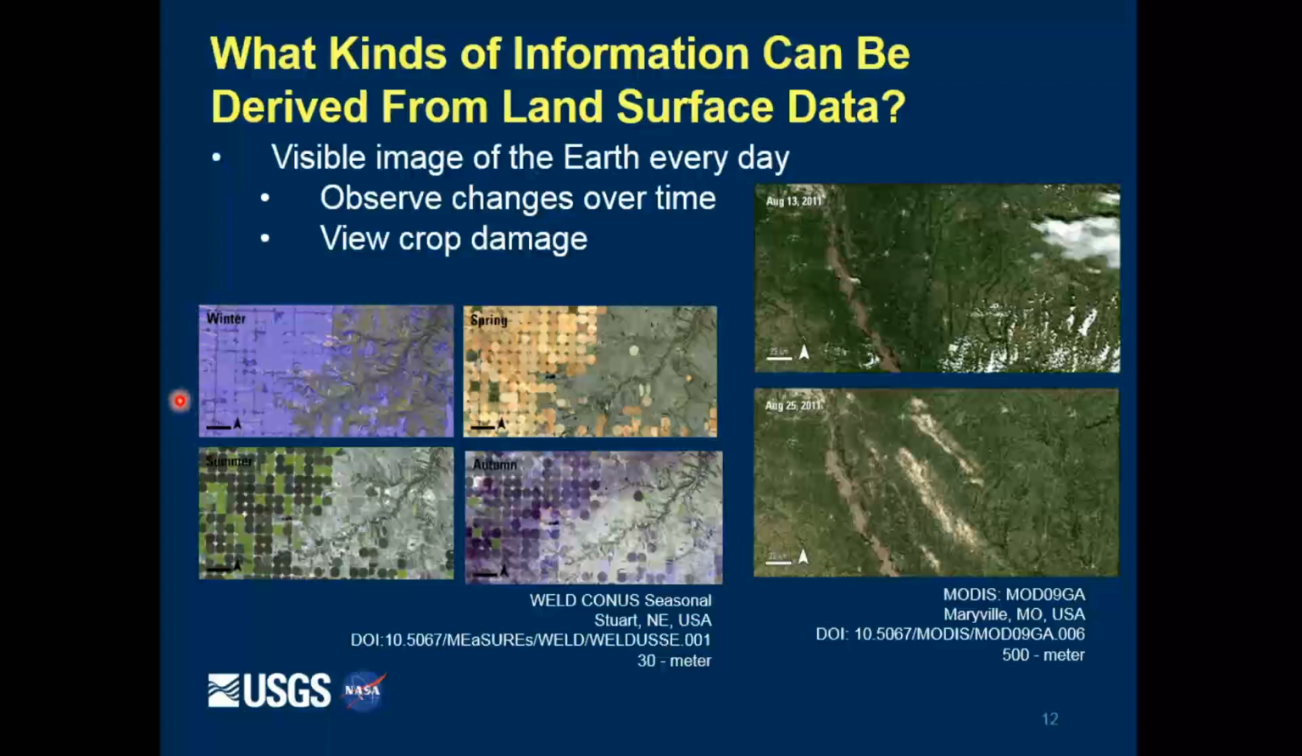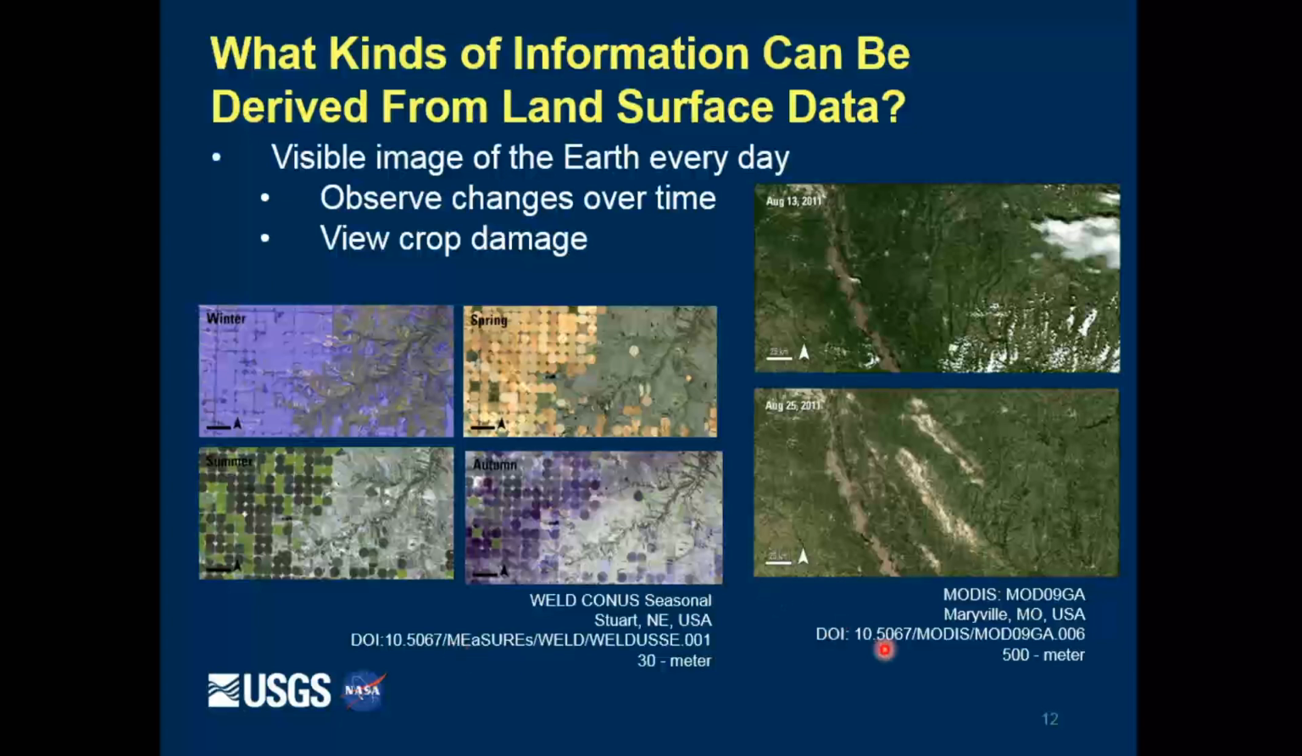So here we have a winter scene, a spring scene, a summer scene, and an autumn scene. And one of the products is a seasonal composite. So that's what we're looking at there. And this has not been corrected for effects of atmosphere. But we do offer data tutorials that help you correct for it.